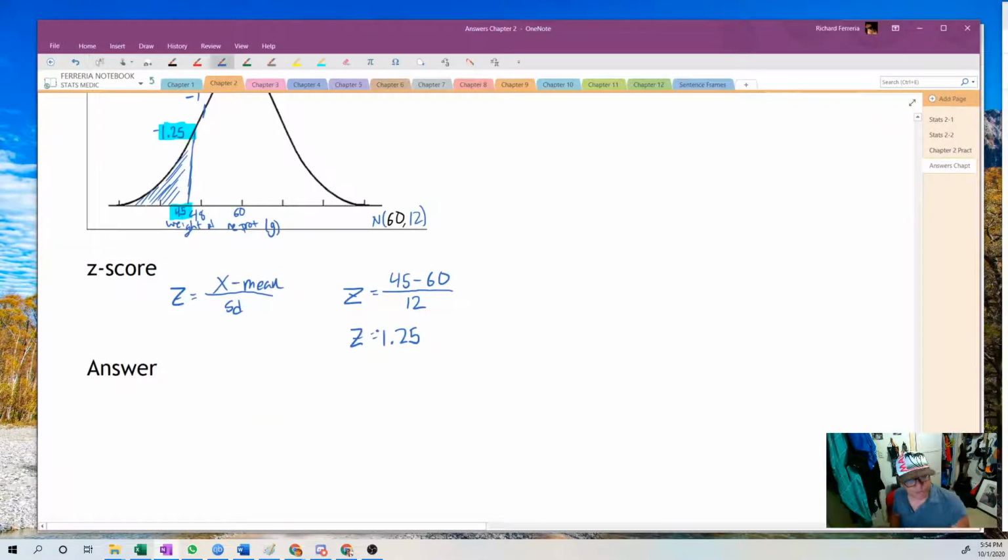Next, we're going to write some probabilities to complete our answer. So we're saying that the proportion of reports that are less than 45 grams is equivalent to the area under the z-curve that's less than negative 1.25.